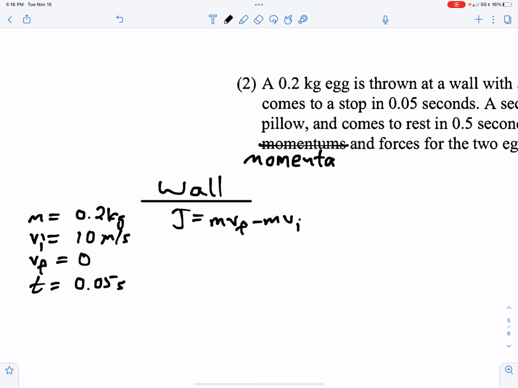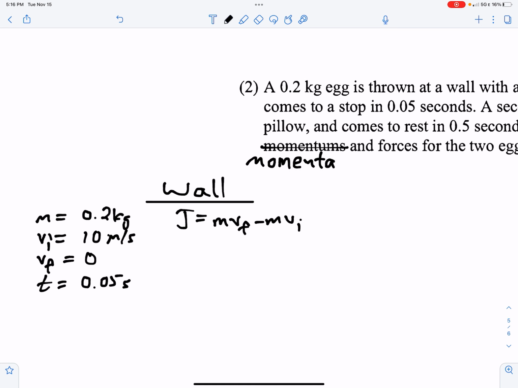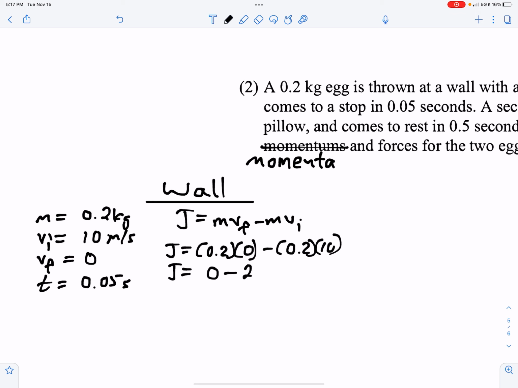Okay, let's figure out the impulses right here for the wall. Okay, so we've got the 0.2 kilograms times v final, which is 0, minus 0.2 kilograms times v initial, which was 10. And we have 0 minus 2, or negative 2 kilograms meters per second. Okay, so the impulse, right, is negative 2.